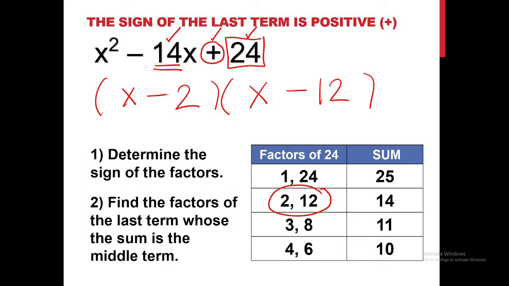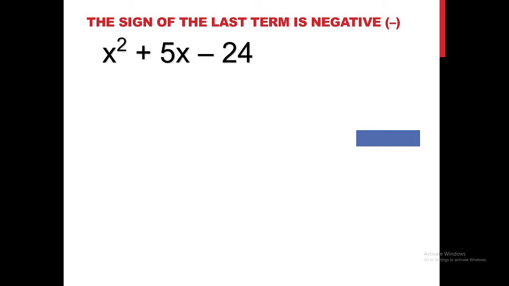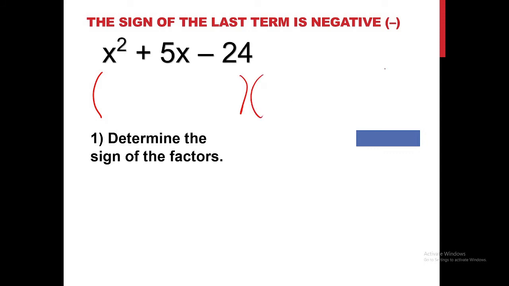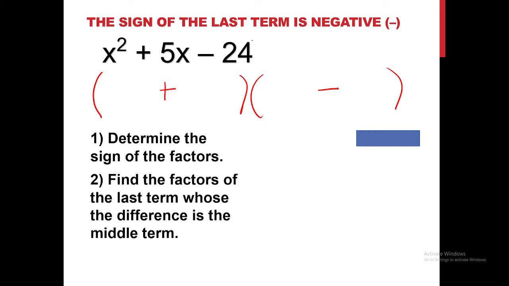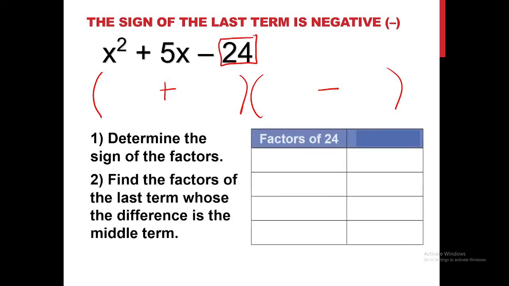None. Let's proceed to item number 3. Okay, it's still 24. So, say, what will be the signs of your factors here? Plus and minus, it can be minus plus or plus minus, the same. Let's get the factors of 24 this time. So we have 24. List down 1, 24, 2, 12, 3 and 8, 4 and 6. This time, what are you gonna do with the factors? What is the sign of the last term? Minus. So you get their difference now.